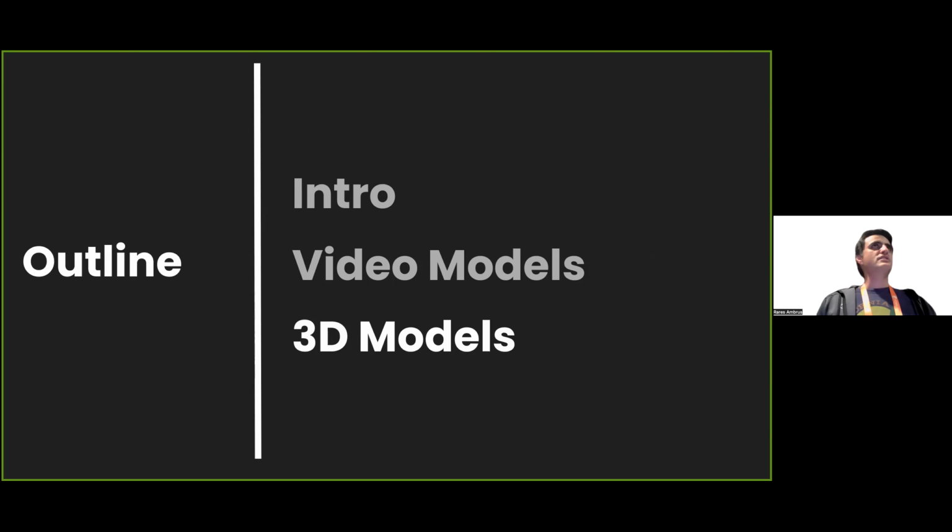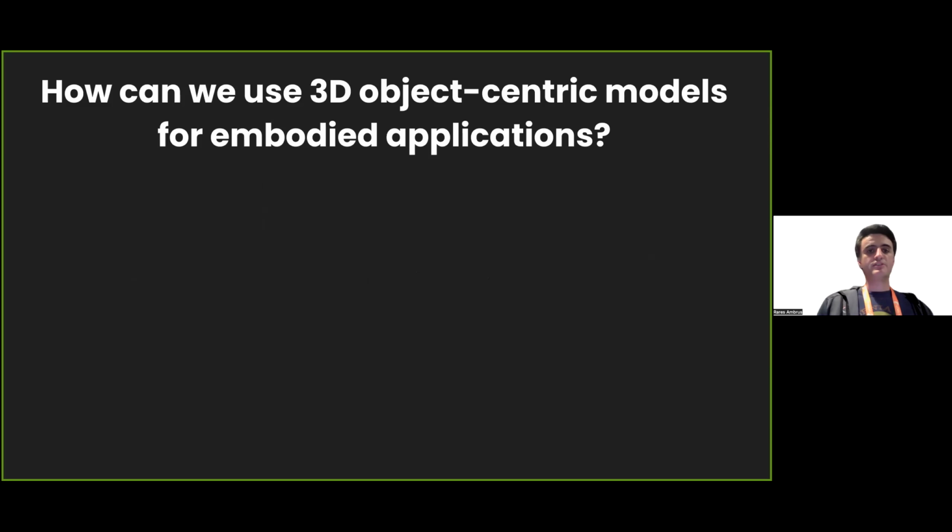Okay, so now we're going to change gears slightly and switch to a more sort of 3D computer vision focus. And we'll look at learning from 3D data. And particularly the question that we ask ourselves is how can we use 3D object-centric models for embodied applications? And what I'm going to focus on here is a series of papers from our team that reasons about 3D objects explicitly. So their geometry and the pose and the way robots can interact with them.